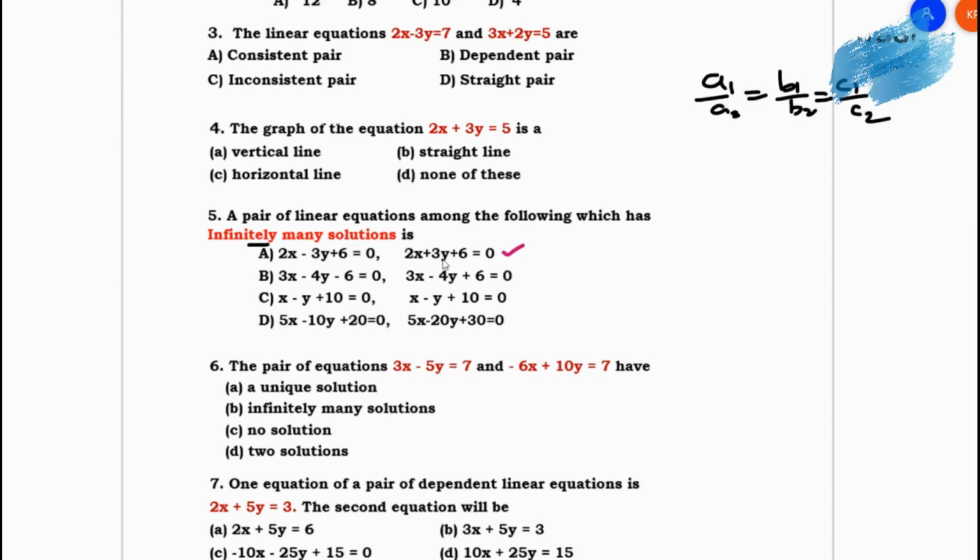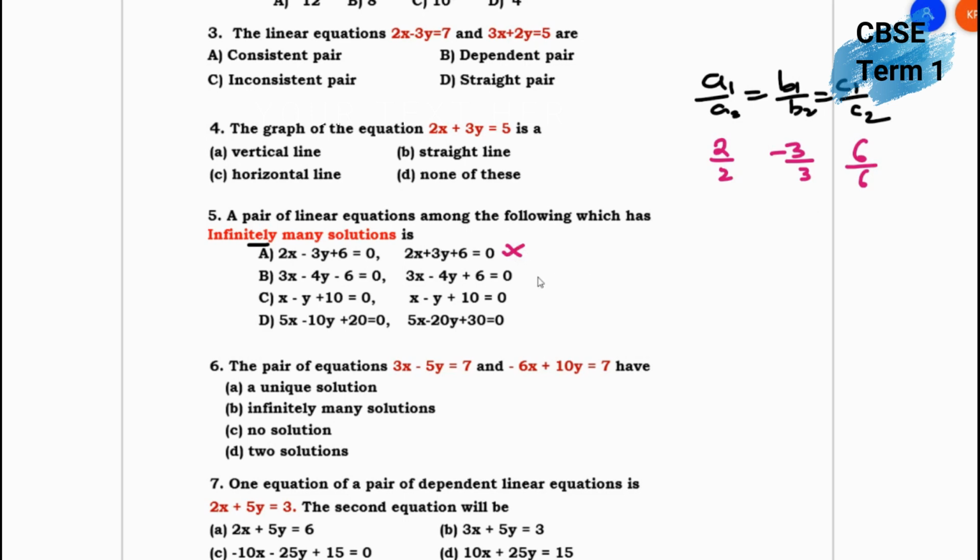We'll start with option A. a1 by a2 is 2 by 2, b1 by b2 is minus 3 by 3, c1 by c2 is 6 by 6. Clearly a1 by a2 and b1 by b2 are not equal. If they are not equal, they are not coincident lines. So option A is not the correct answer.